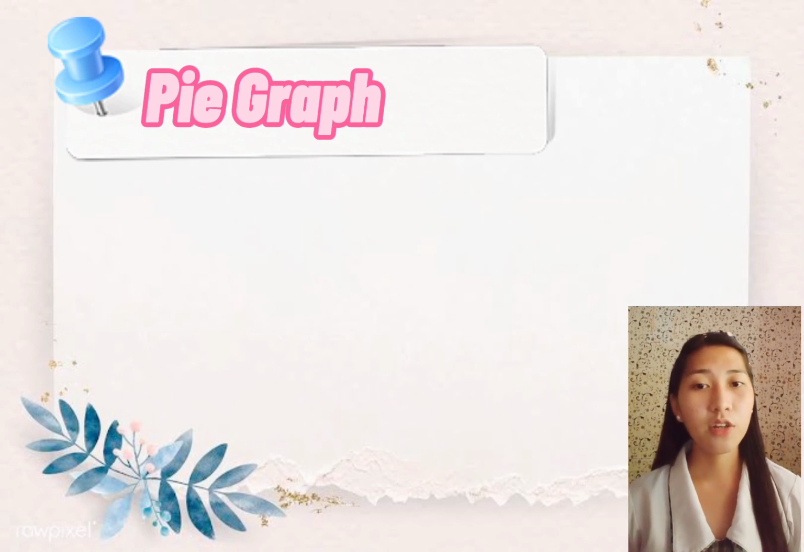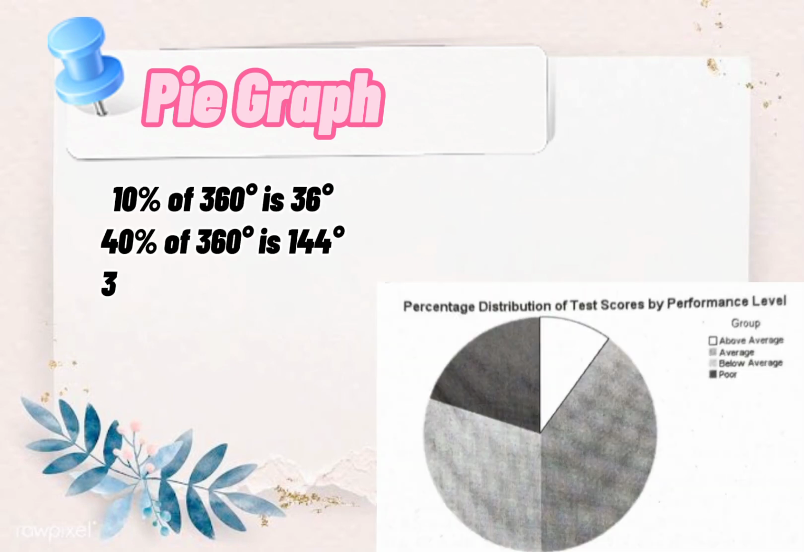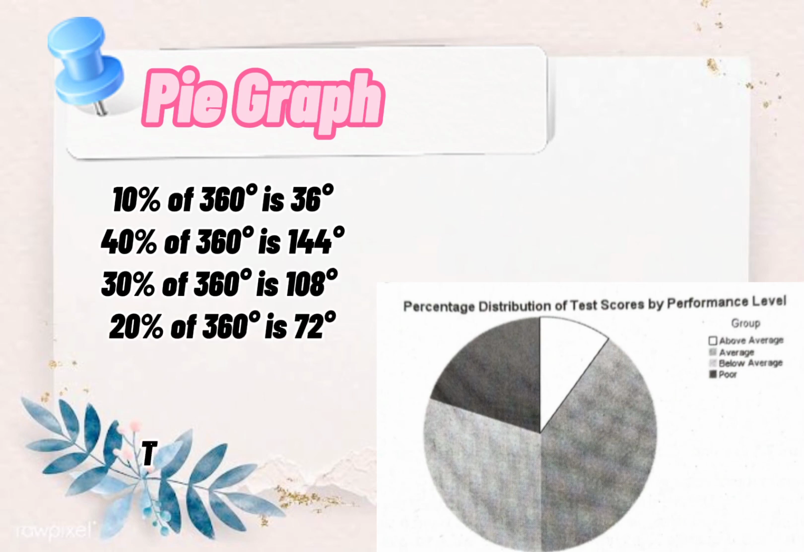A simple calculation shows that 10% of 360 is 36 degrees, 40% of 360 is 144 degrees, 30% of 360 is 108 degrees, and 20% of 360 is 72 degrees. So the total of the percentages is equal to 360 degrees.